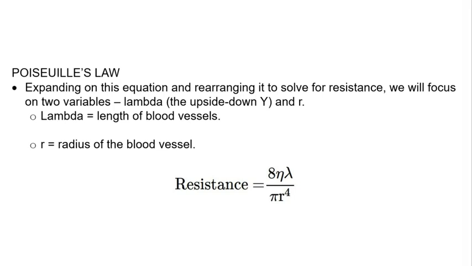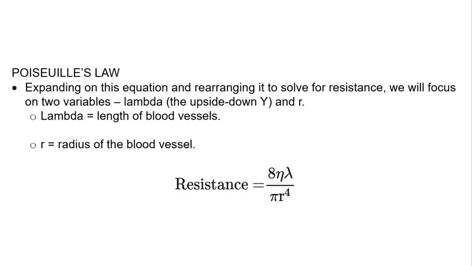Expanding upon this equation and then rearranging it to solve for resistance, we will focus on two variables. The first is lambda, which is the upside down y in the upper right corner of the equation, and r, which is in the denominator. Lambda is a Greek letter, and in this equation it is the variable that takes into account the length of blood vessels. And r takes into account the radius of blood vessels.